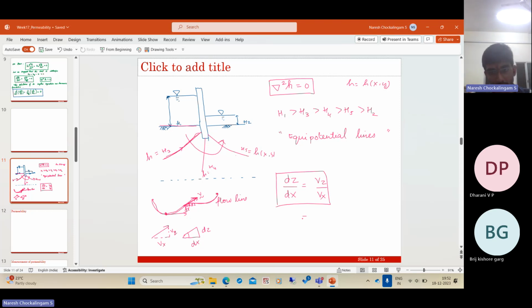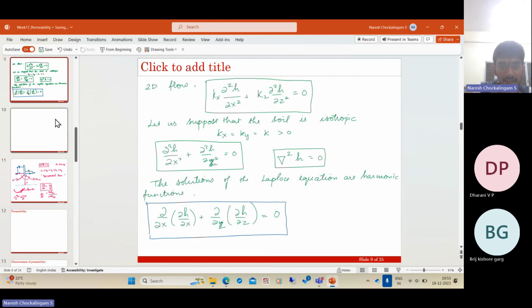Vz and Vx are, by Darcy's law, Vz is minus ∂h/∂z, and Vx is minus ∂h/∂x. Right? Let's go to the next page. But what is minus ∂? You can cancel out the minus. So what is ∂h/∂z?